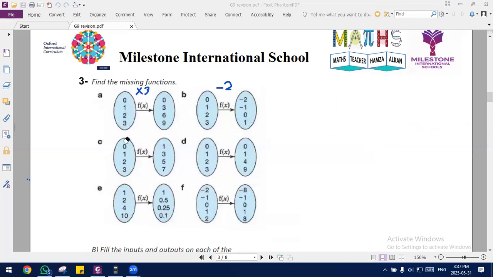Now check C. 0 becomes 1. Plus 1. Yeah, plus 1.